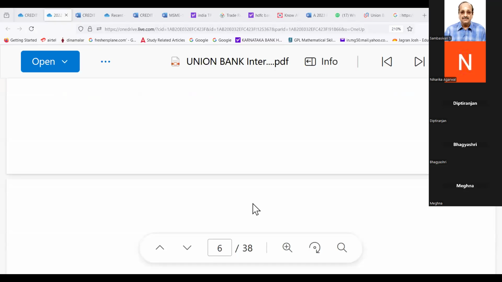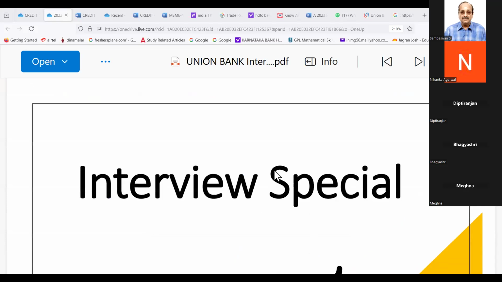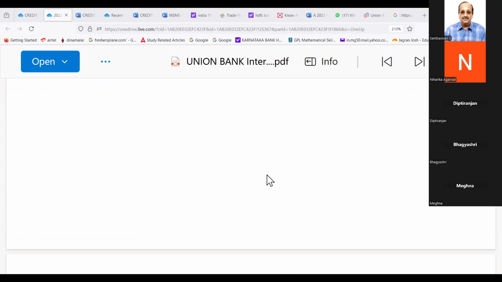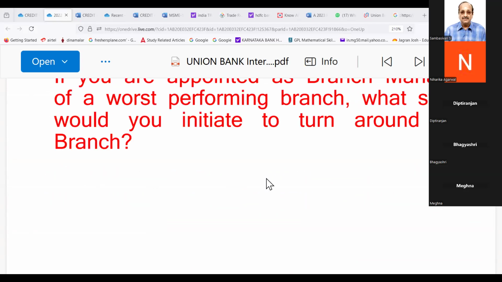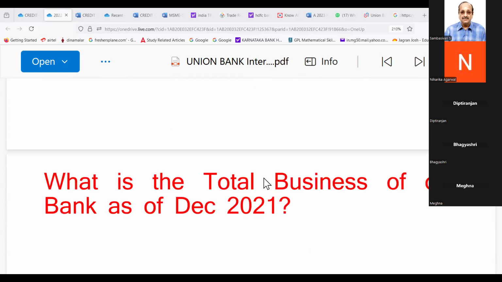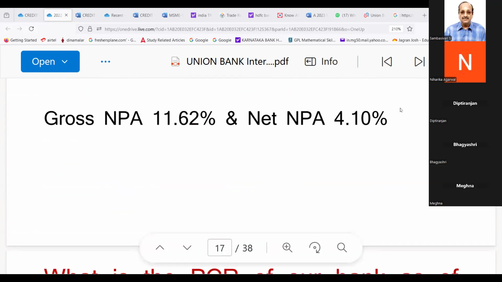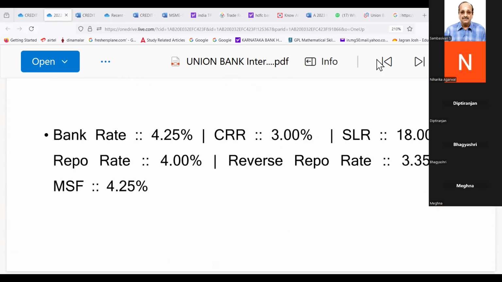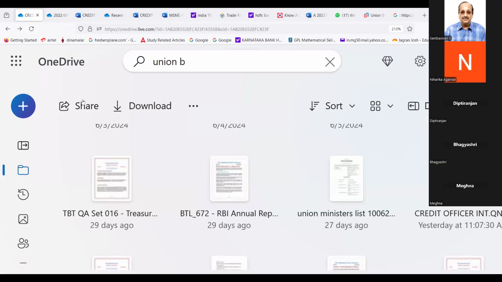This is actually Union Bank of India questions. I have given you, it is available in your folder. And this is how their questions are being asked. Nothing new, but one thing, this is old data. Don't believe this; check with the latest data. So please prepare for this. I am not spending time on this one. I will go to bank promotion. Where is the bank promotion? One minute.